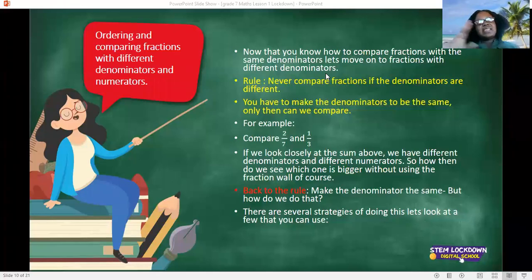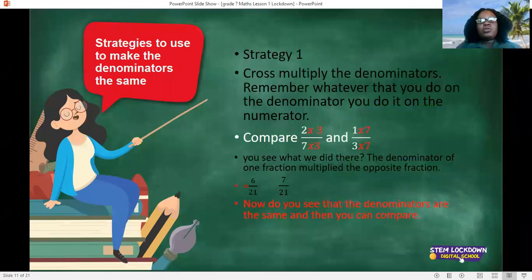So back to the rule, we have to make the denominator the same, but how do we do that? There are several strategies of doing this. We're just going to look at a few. Remember, with maths, there are so many ways of killing a cat. I'm not saying you should use only these strategies. If you have more and you arrive at the same answer, by all means, explore them and use them. I just listed 3 strategies, and one of them is the one that Harold said. Most of you might know 1 or 2 methods. It's fine as long as you understand it. You have to use it.